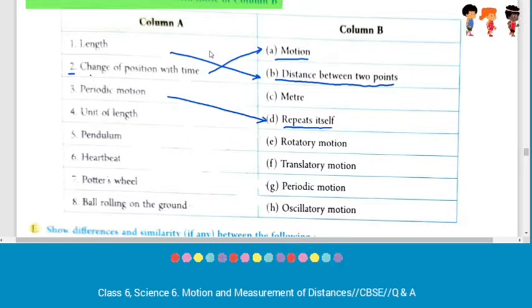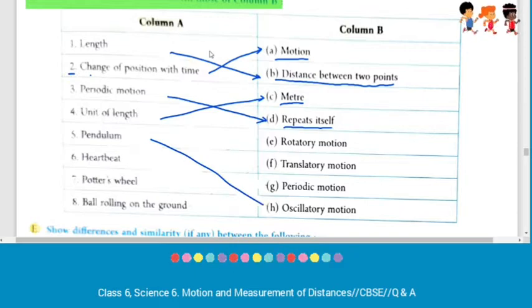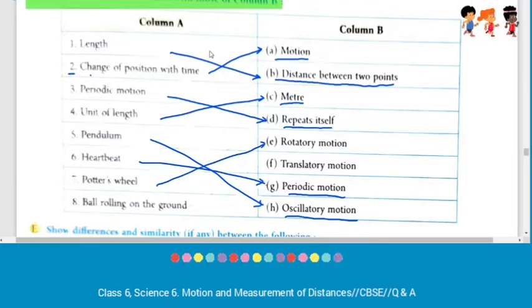Unit of length is meter. Pendulum is an oscillatory motion. Heartbeat is a periodic motion. Potter's wheel is rotatory motion. Ball rolling on the ground is a translatory motion.